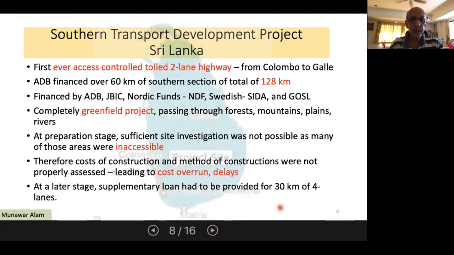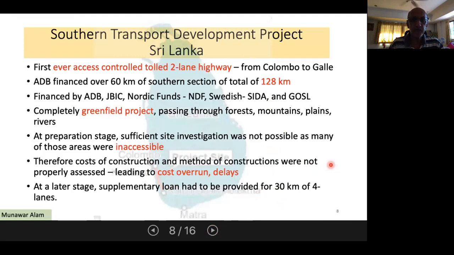Now we get into the case study of the Sri Lanka Transport Development Project. This was the first ever controlled two-lane highway from Colombo to Galle. Now, this is the map of Sri Lanka, and Colombo is here, the capital of Sri Lanka in the south, and this is Galle. So this was the road which was to be constructed, and this was a greenfield project, which means there was nothing out there, no road, no dirt path as well.